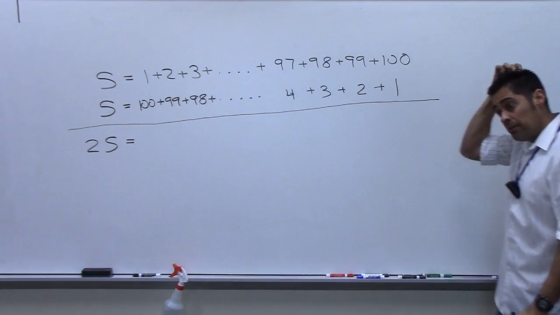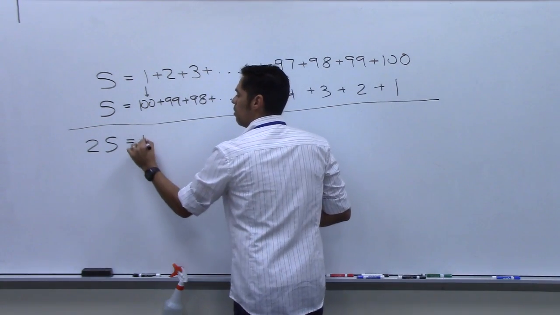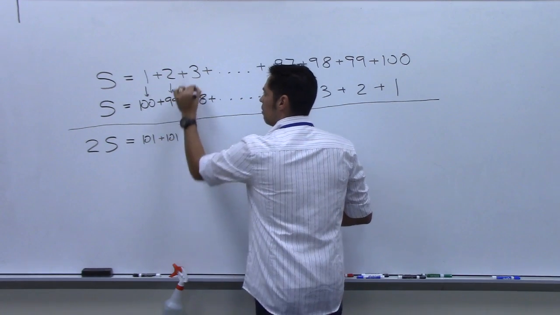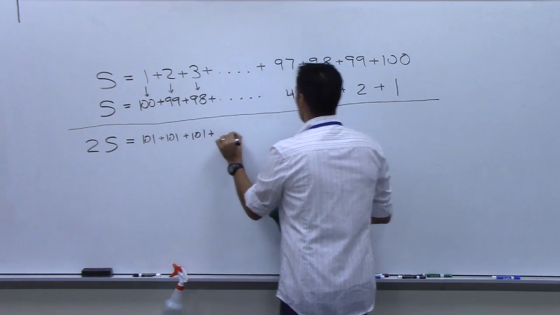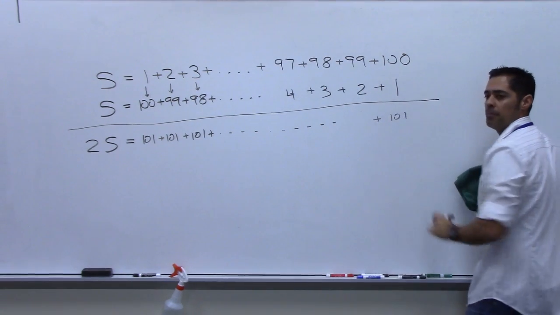Do you see the pattern? If I just add straight down, what's 1 plus 100? 101. What's 2 plus 99? 101. What's 3 plus 98? 101. And this keeps going, right? All the way down till you get to the last one, which is 101.